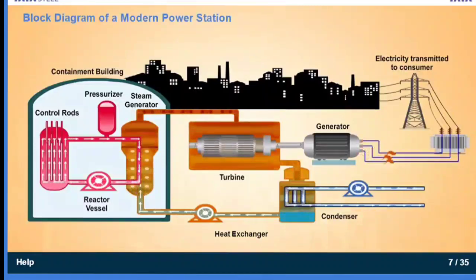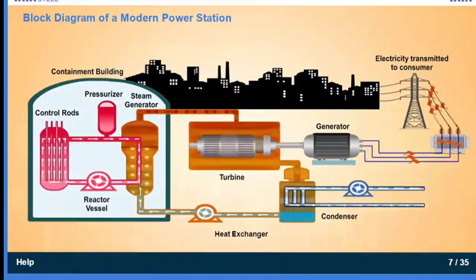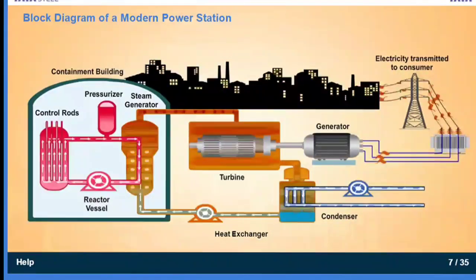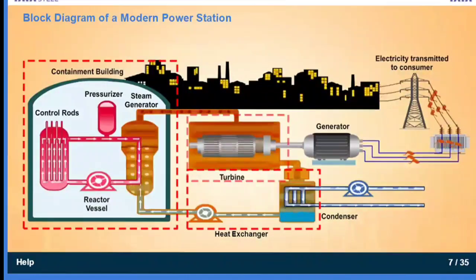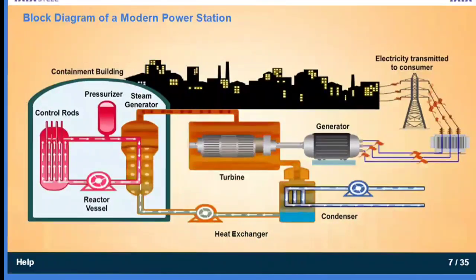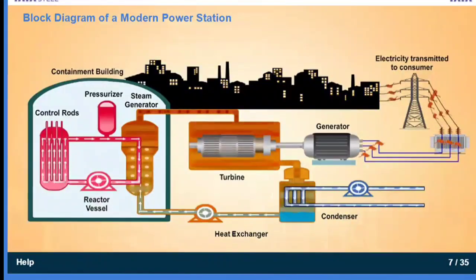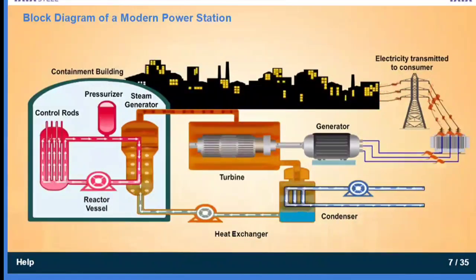The schematic arrangement of a nuclear power station is shown in the figure. The whole arrangement can be divided into the following main stages: nuclear reactor, heat exchanger, steam turbine, alternator. Let's get started and understand the components in detail.